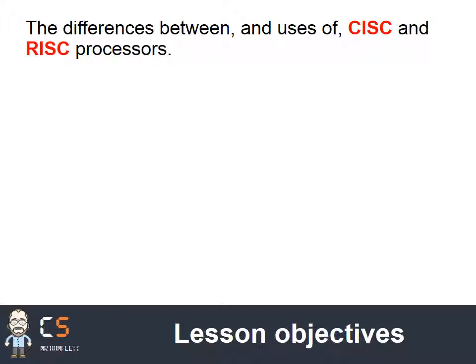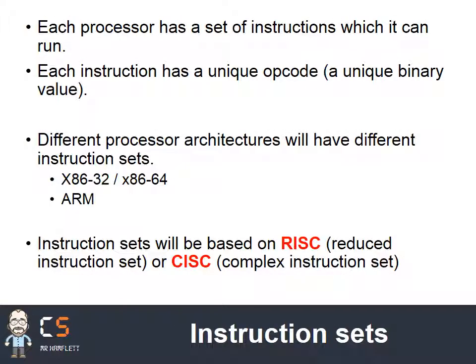I've just kind of talked about that. Instruction sets. So each processor has set instructions. Now, we've looked at this already, so I'm going to go quickly, this is more revision than anything else. Each instruction has a unique opcode. So if you remember, a machine code instruction is made up of two parts: the opcode, the command part, the thing that it's going to do, and the operand, the data it's going to be applied to. And each opcode has a unique binary value.